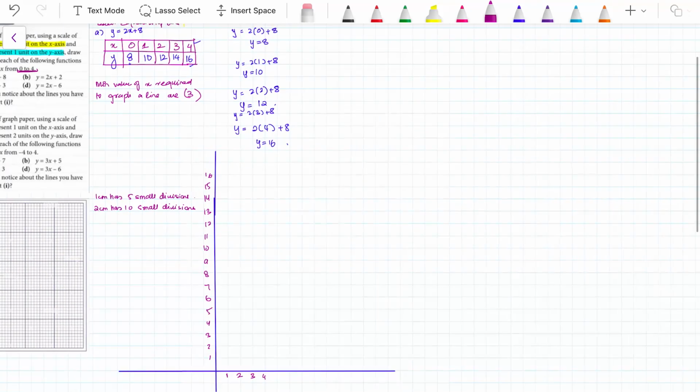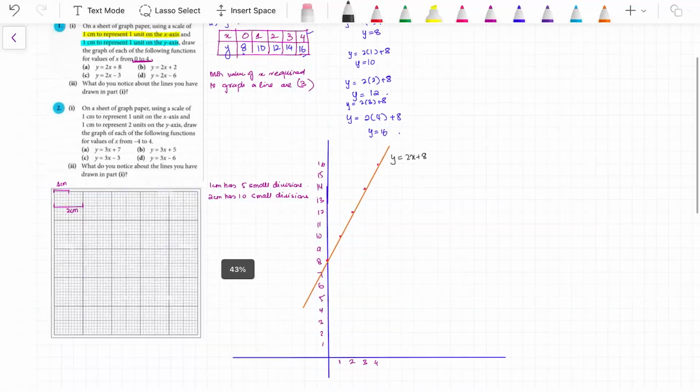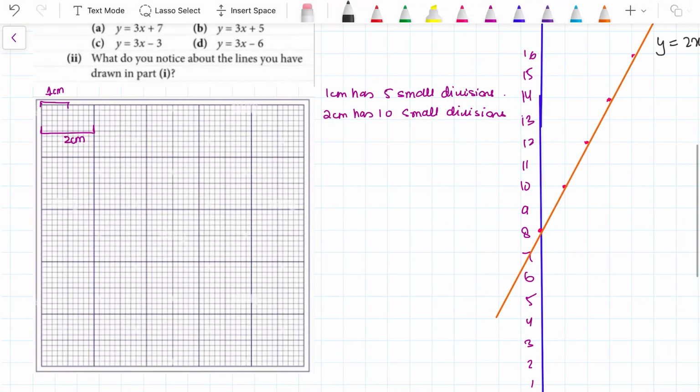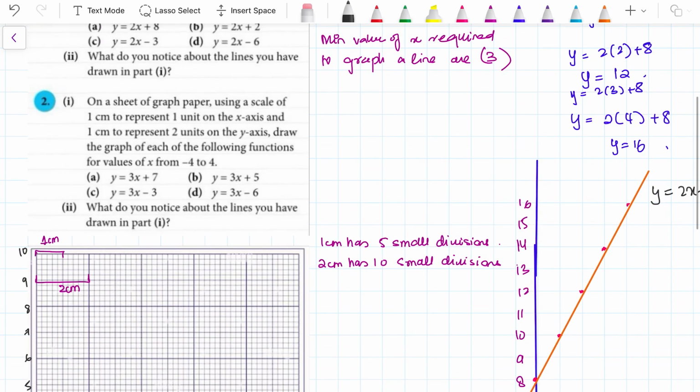And 1 centimeter to represent 1 unit on the y-axis, and 1 centimeter to represent 1, 2, 3, 4. Now at 0, we have 0, 8; 1, 10. Let's put the points. 0, 8. Then at 1 I have a 10. Then at 2 I have a 12. At 3 it's 14. And at 4 it is 16. Let's join all these points with a straight line. So this is my line y equals 2x plus 8. Now if the same thing has to be drawn on a graph paper, it is going to be like this. But because I have a small graph, I'm not using this. I've drawn it on my own grid. Alright, now let's look at the second part.